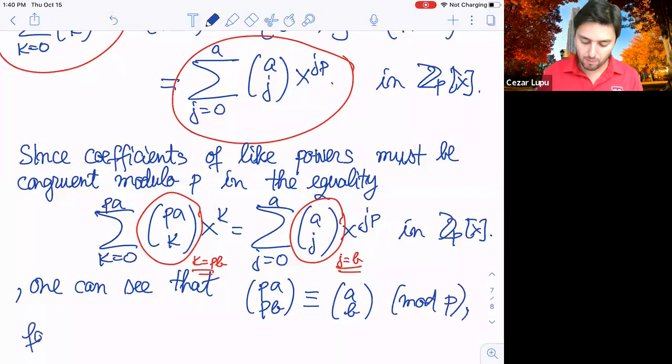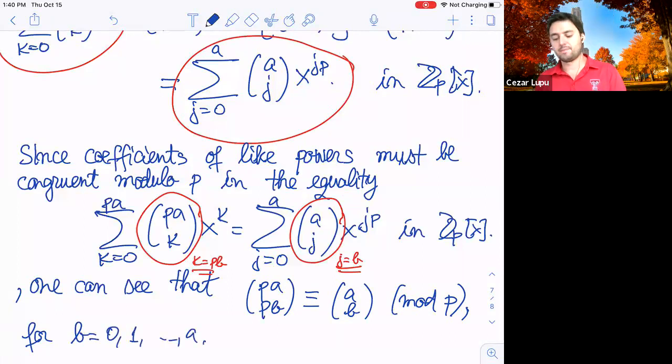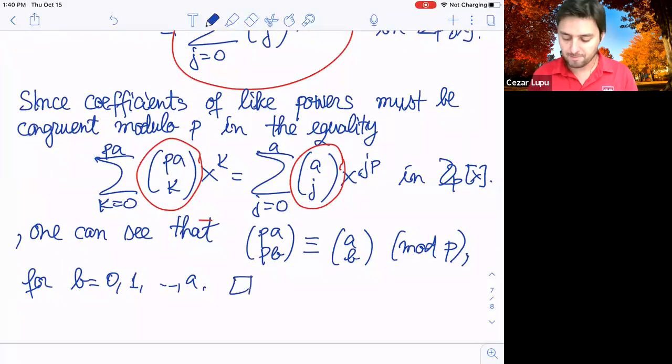And pay attention, b takes all the values 0, 1, all the way to a. So that's it. Maybe I should erase this garbage here because it goes from all of them. Okay, I think it's clear now. And that's the end of the problem. Is it clear for everybody?